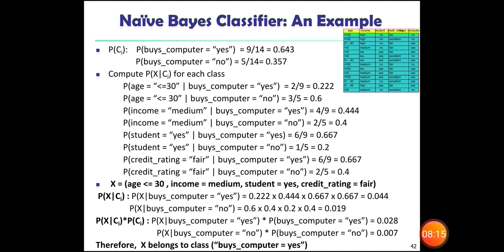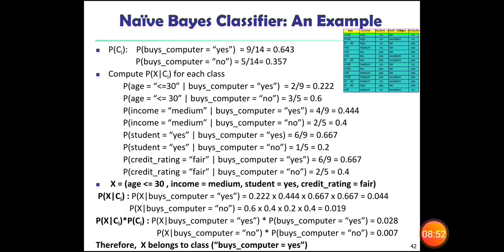Same way for the student label, P of student equal to yes, given Bayes computer yes status, then 6 by 9. Then P of student is yes, if student is yes and Bayes computer is no, then you can check it. The student is yes and Bayes computer no, then the value will be 1 by 5. Then the value will be 0.2. Same way we can calculate for credit rating also. We have taken fair. So these are the conditions which we have already defined in the previous slides.